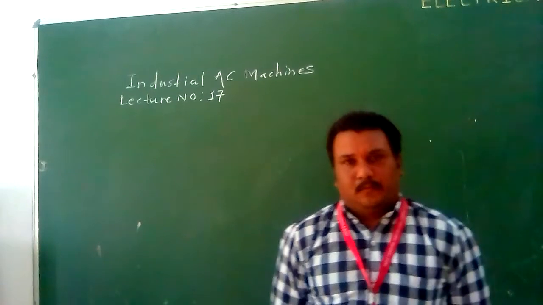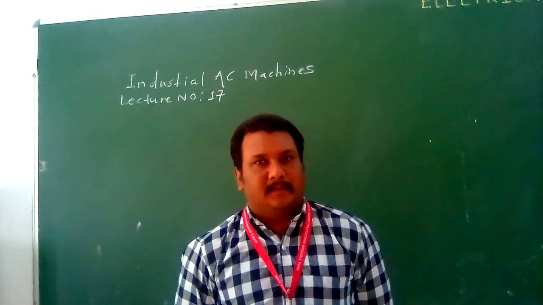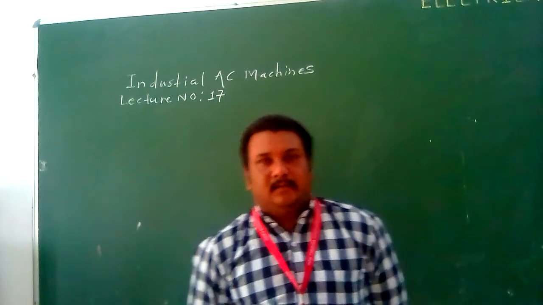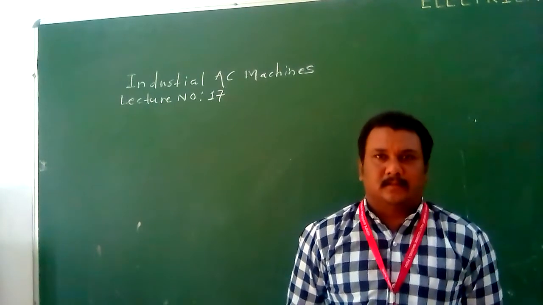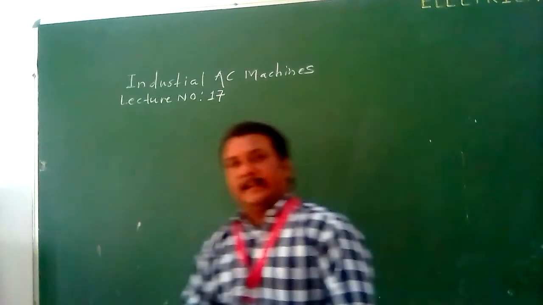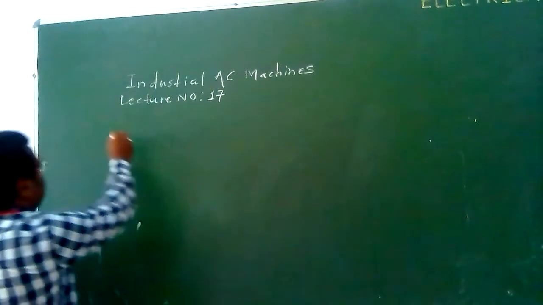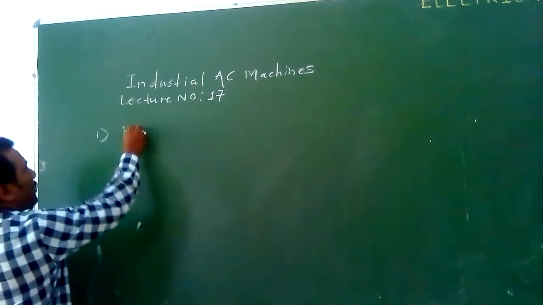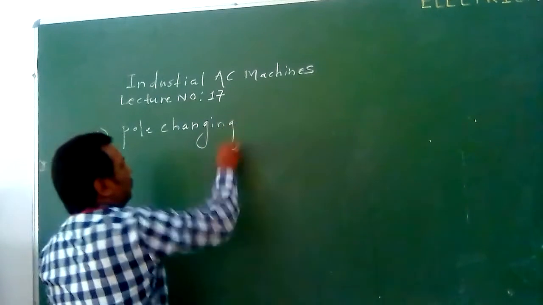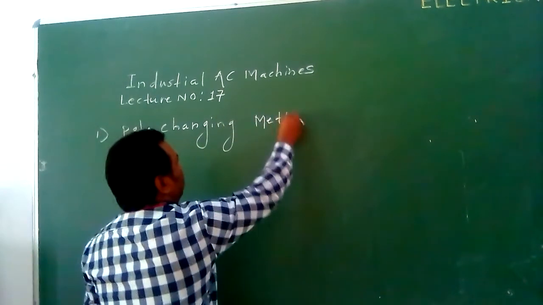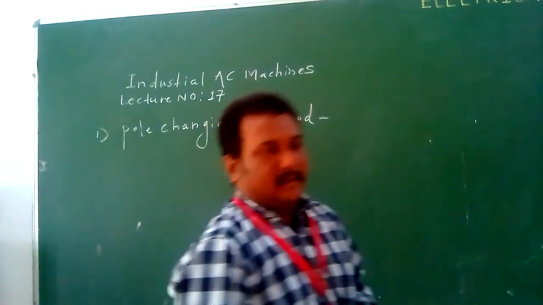So we saw very different types of speed control techniques in the previous lecture, and we are taking a short review of these methods. The first method, let us see in brief, is the pole changing method. The pole changing method is generally associated with the induction motor.